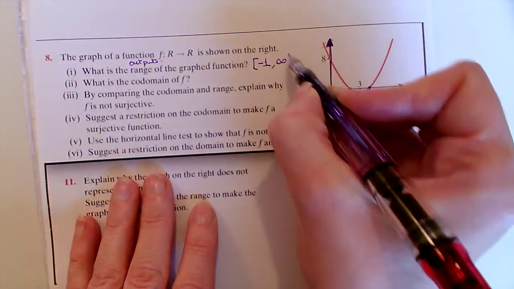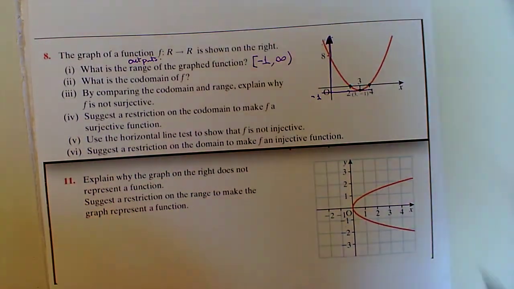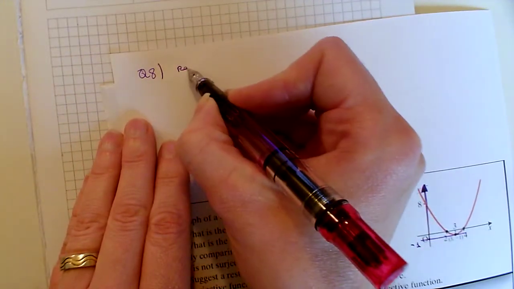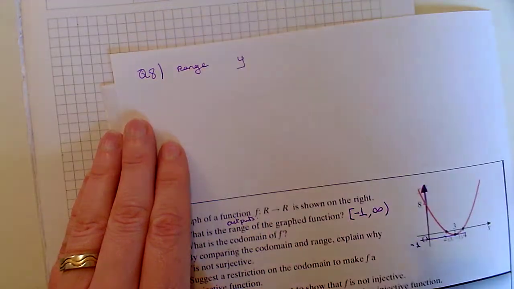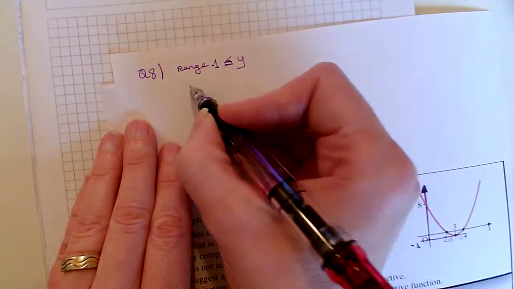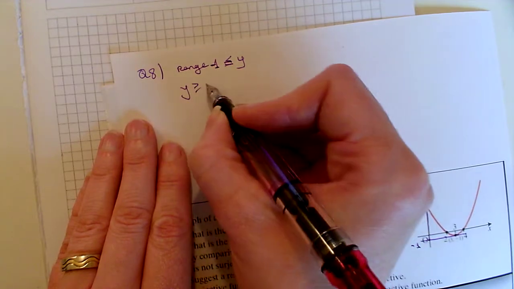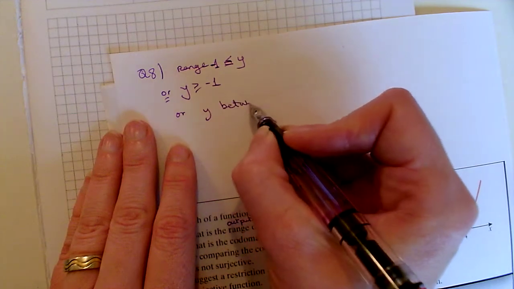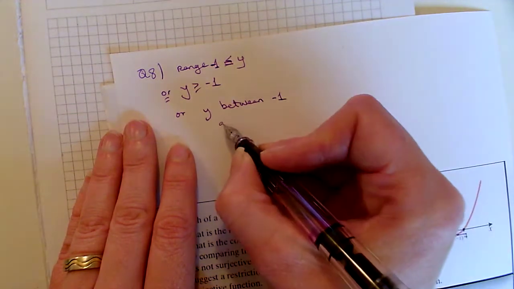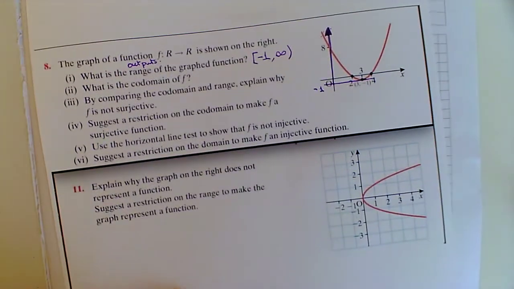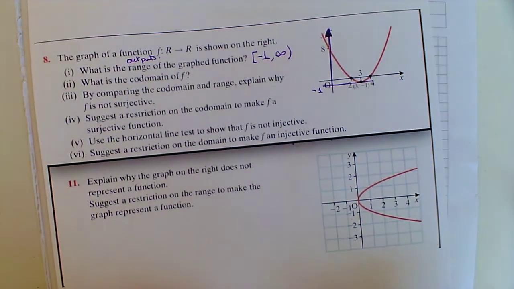We do a little round bracket because we can never actually reach infinity. So there's my range. You don't have to write it like that. You could say, for example, that the range is y greater than or equal to -1, or y between -1 and infinity, or in words, anything like that. So any way that you can describe the possible outputs of this function.